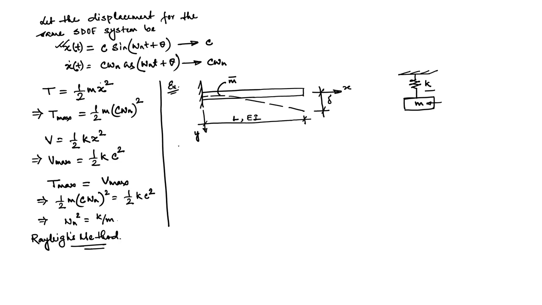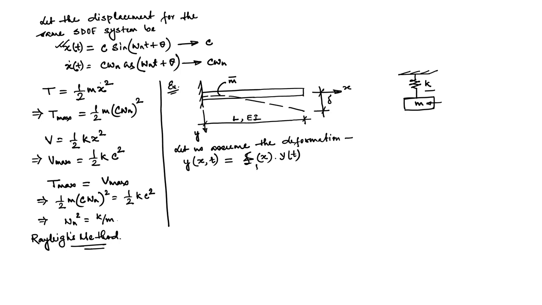and then using these two pieces of information we can find the natural frequency. For that, let us assume the deformation y, which is a function of x and t, is equal to phi of x and then y of t.